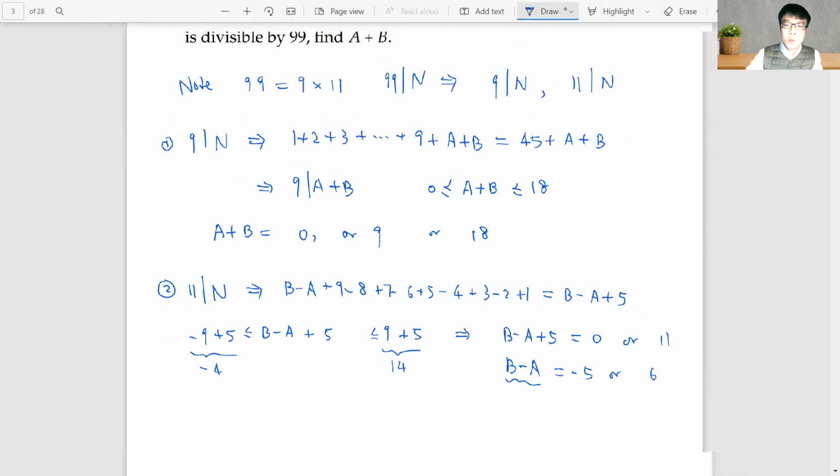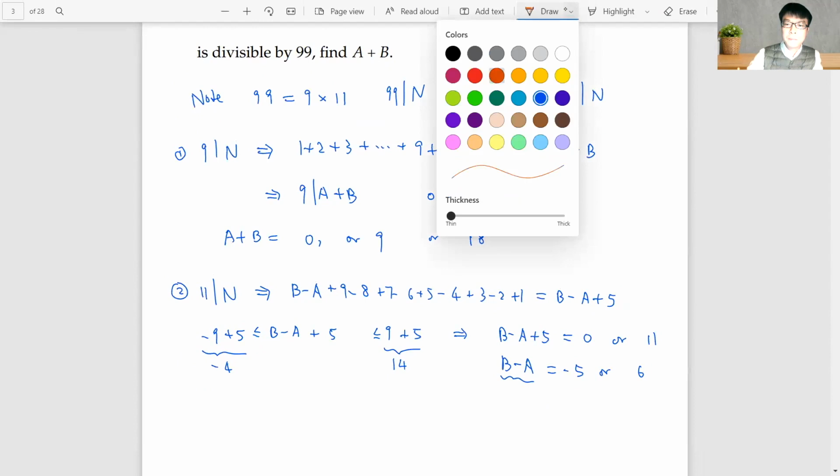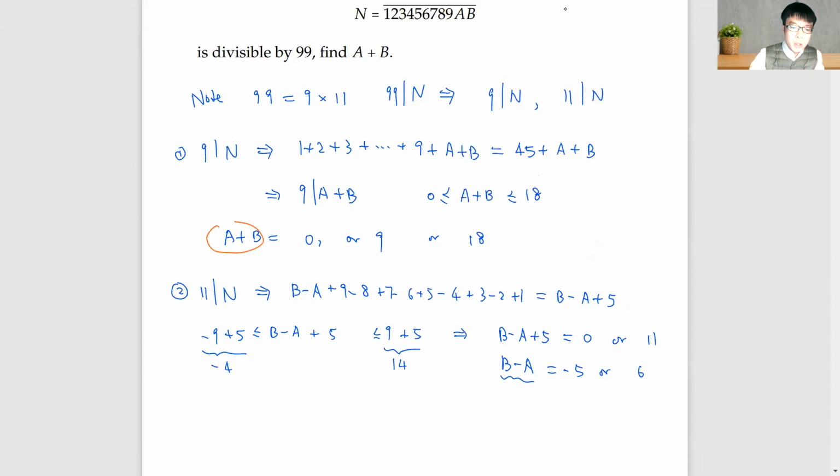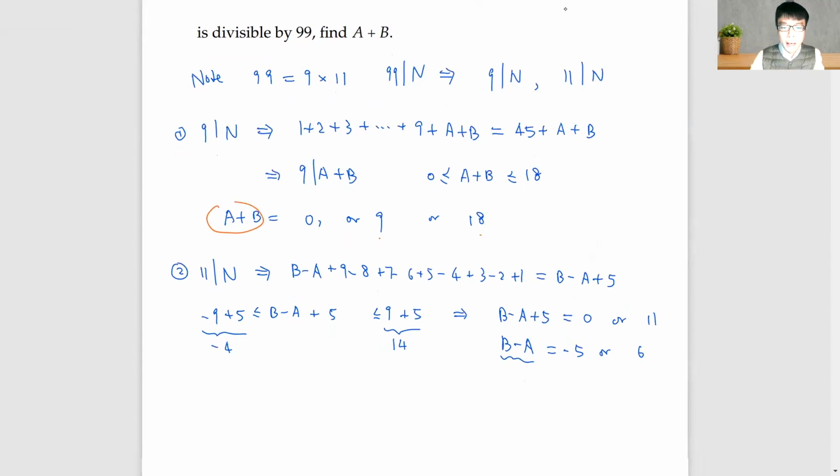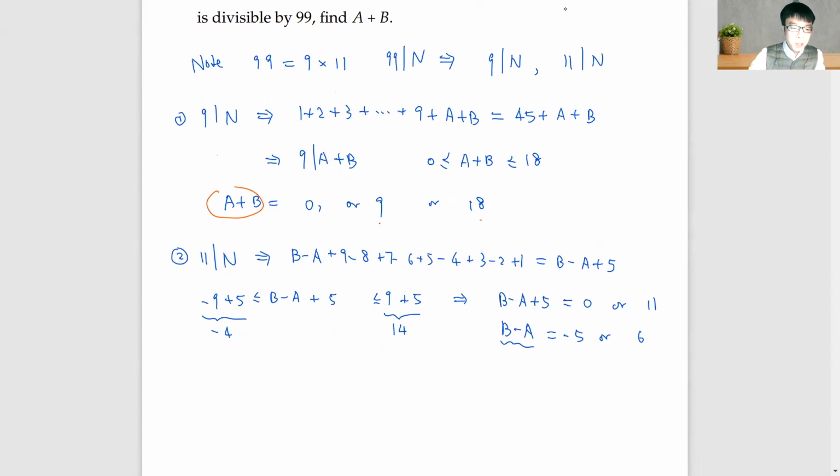Let's combine the two parts to figure out A and B. The first part says that A plus B equals 0 or 9 or 18. And we can easily exclude 0 and 18. If A plus B equals 0, that means A and B are both 0. That's definitely invalid because you can check the second part: B minus A should be minus 5 or 6. That doesn't work. And if A plus B equals 18, that means A and B are both 9. Also invalid because B minus A should be minus 5 or 6.